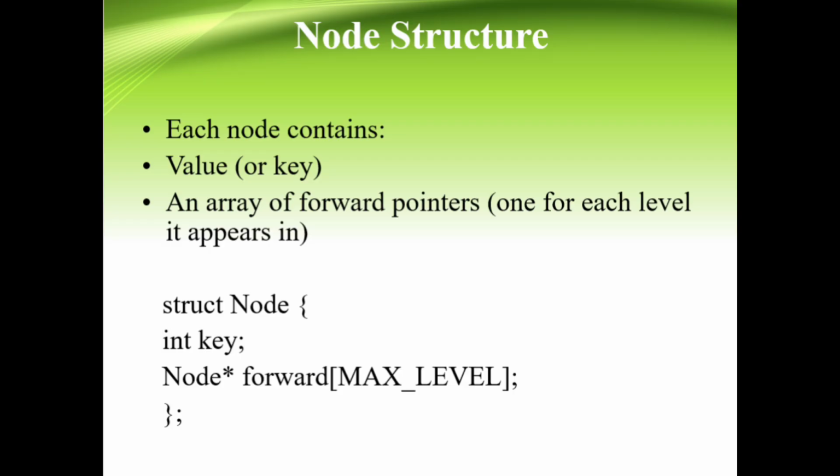In the code here, you can see how it is written: struct node open curly braces, int key, and the next thing is node *forward[MAX_VALUE], and close curly braces. Here MAX_VALUE is the constant that defines the maximum number of levels a skip list can have, right? Each node's forward array will be as long as the number of levels it appears in, and unused pointers can remain null. So think of the skip list node as a small box with a value inside and multiple arrows pointing forward. Each arrow belongs to a different shortcut level.